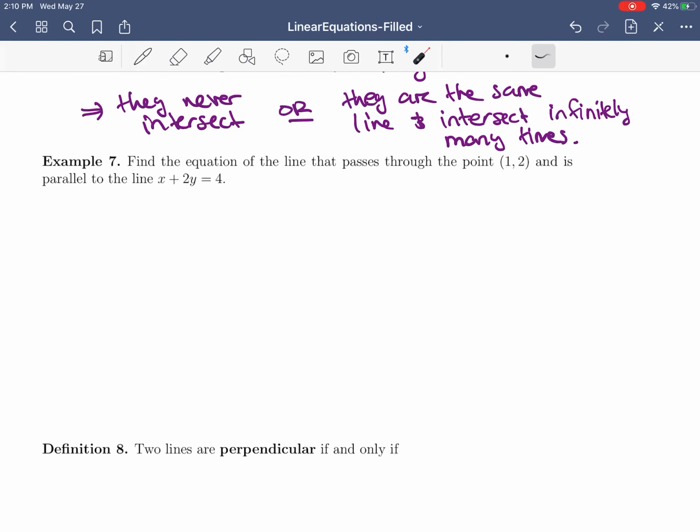So what if we want to find the equation of the line that passes through the point 1, 2 and is parallel to this other line, x plus 2y equals 4. So in order to be parallel to this line, it has to have the same slope. So the first thing I'm going to do is take this line and put it in slope-intercept form. So to do that, we solve for y.